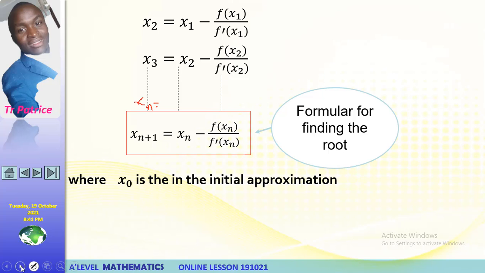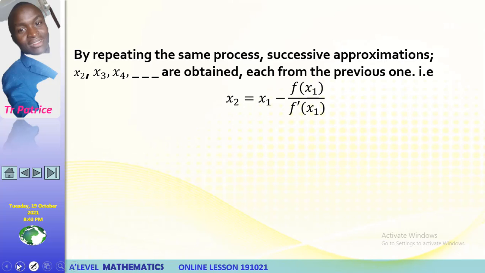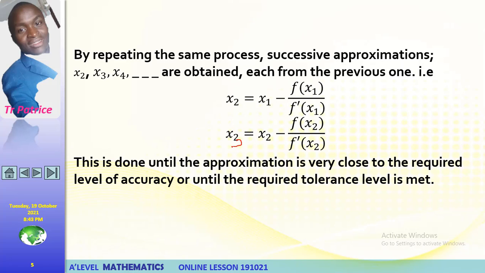x naught we call the initial approximation, and it is used to approximate x1, and x1 we can use to approximate x2, and so on. By repeating the process, successive approximations x2, x3, x4, and so on are obtained, each from the previous one. That is, we can get x2 from x1, and this is done until the approximation is very close to the required level of accuracy, or until the required tolerance level is met. Let's look at an example.